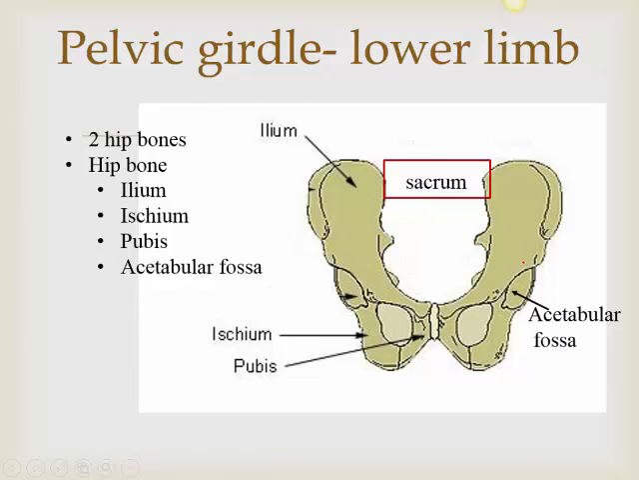Each hip bone actually is made up of three parts. This flared out area is called the ilium. This part on which you sit is known as the ischium. And this part which articulates with the one on the other side is called the pubis. And just like in the scapula, you had a little fossa for articulation with the humerus, similarly here, you have a fossa which is called the acetabular fossa, so that the femur articulates here. So the lower limb bone called the femur articulates here to form the hip joint.